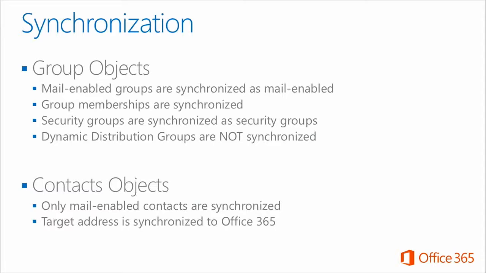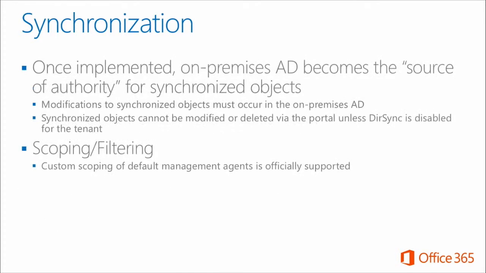Mail-enabled groups are synchronized as mail-enabled. Dynamic distribution groups are not synchronized, so there is some give and take when you're dealing with this. But mail-enabled contact objects are synchronized, and the target address is synchronized to Office 365. Once implemented, on-premises AD is the source for your users and for your synchronized objects.